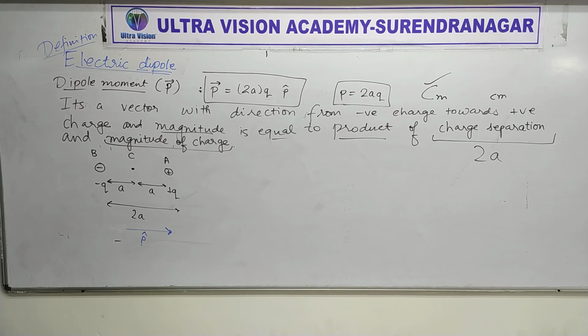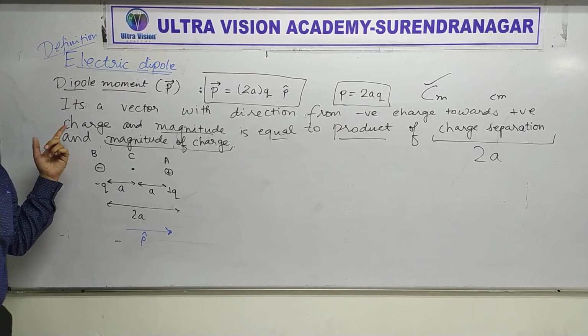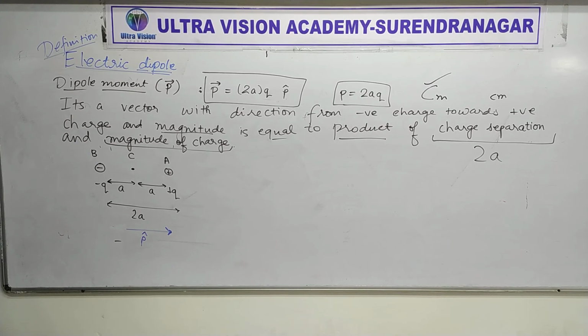You can of course find out dimensions and all that on your phone. I will not bother about all that. Right? Remember, it's a vector and its direction is from negative towards the positive. Clear? Sure? Well.